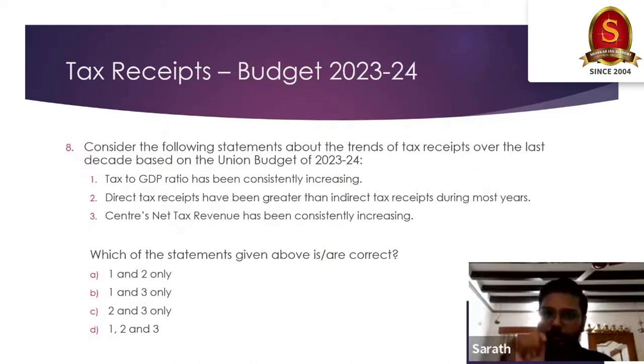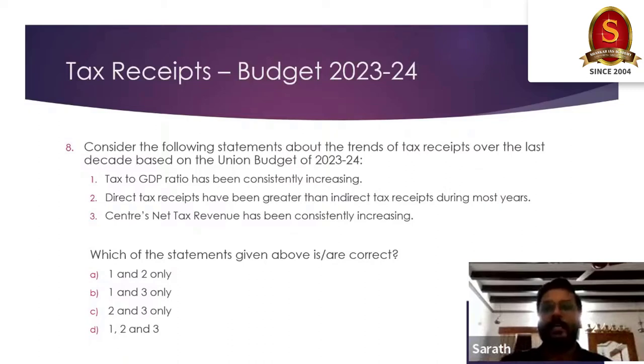In the third statement also, you will find consistently increasing. So that's a very important information. Usually in UPSC exams, when you come across the term consistently increasing, the likelihood of such a statement being correct is very, very low. Because an economic information being consistently high, the chances are very low, except if you are talking about absolute numbers.